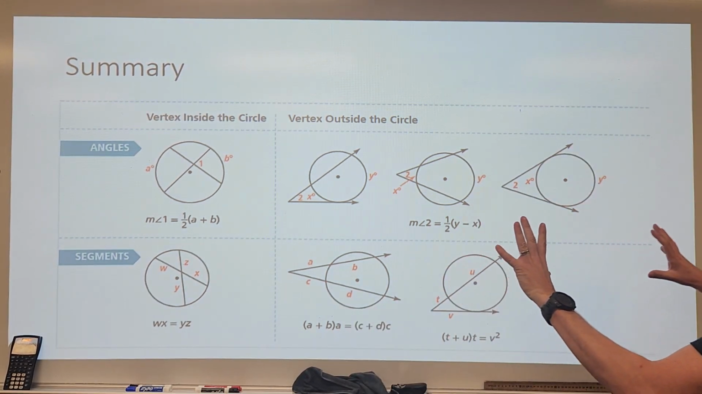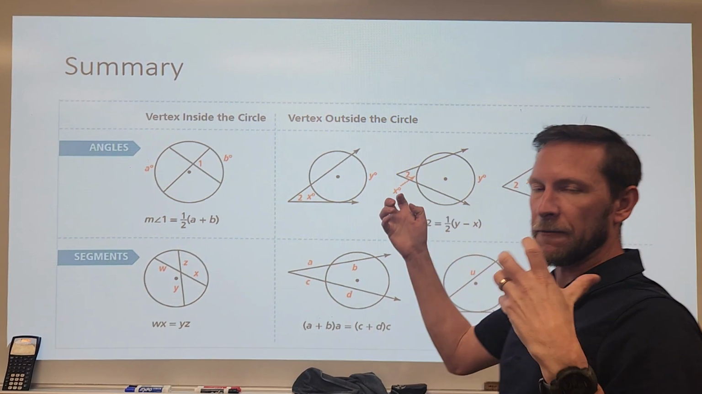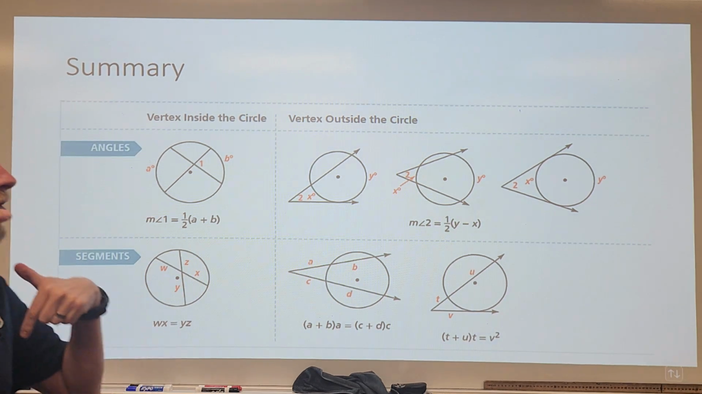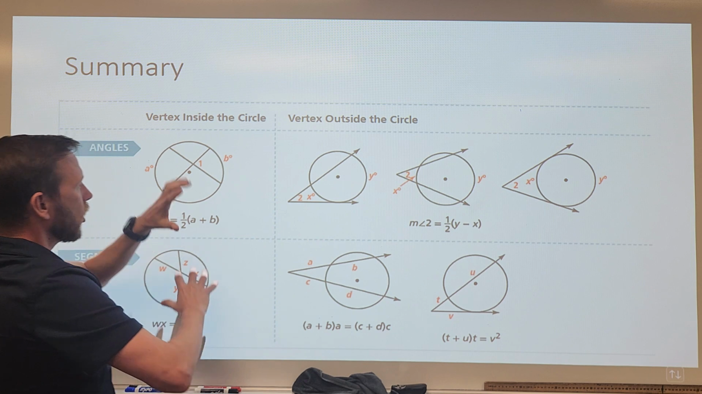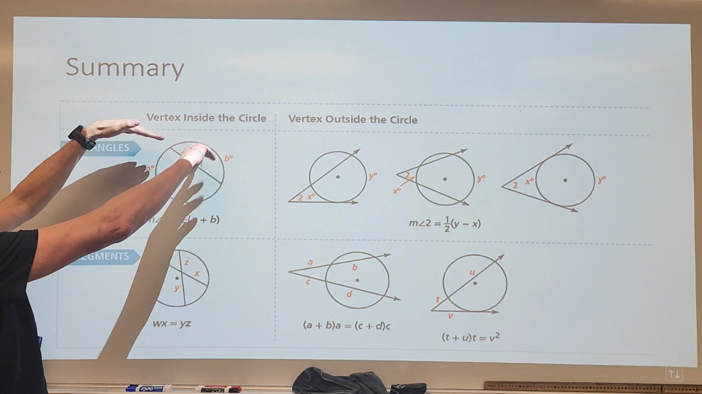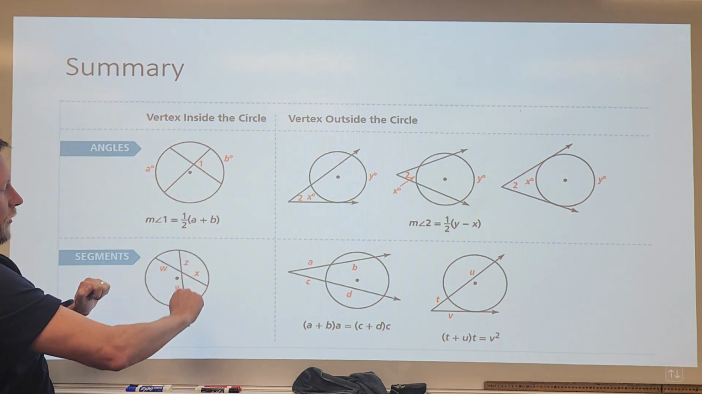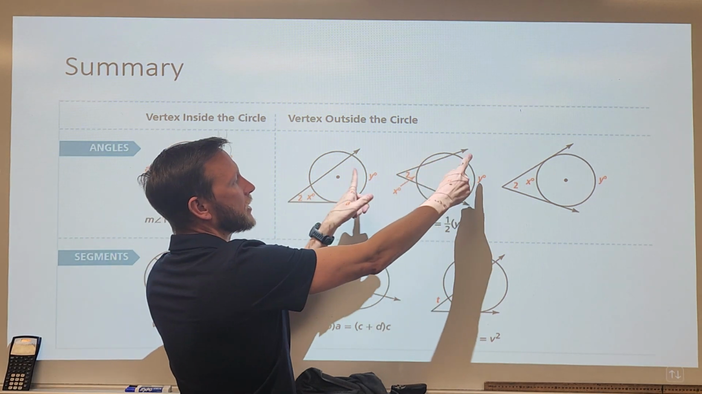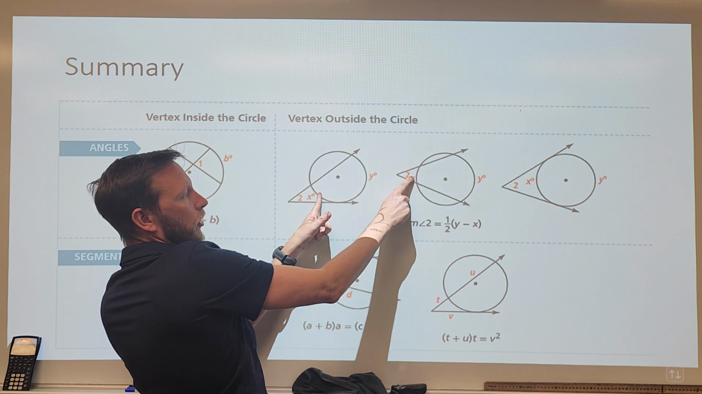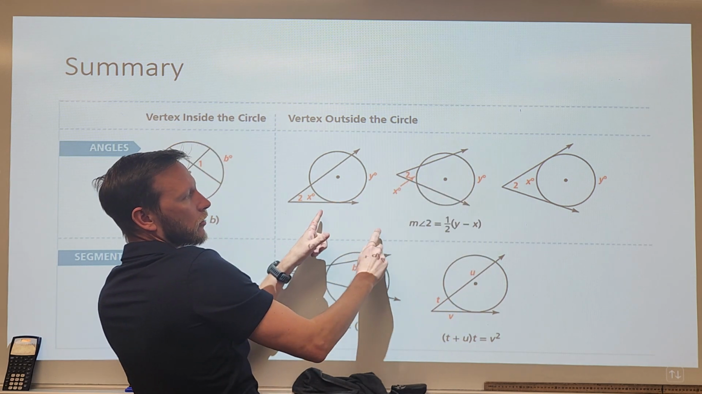I don't want you to think of this as too many different situations, but it's going to require us to think a little bit about it. When there's inside versus when there's outside, when there's inside, it is half the sum of the intersected arcs. When it's outside, the measure of that angle is half the difference of the far arc minus the close arc. The far arc minus the close arc.